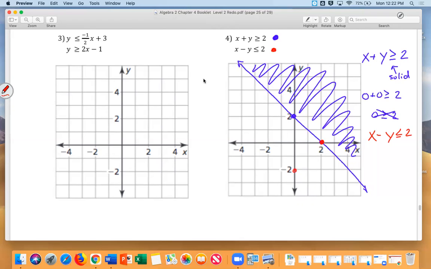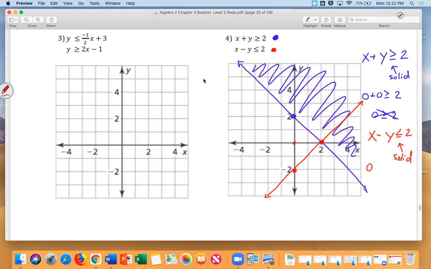And I'm not too worried about the signs here with the inequality, because my test point is going to help me out with that. So I'm really only worried about the intercepts. So now I'm going to connect my 2 points with a solid line. Because again, it's solid because of that symbol. Now, 0, 0 is my test point. It's right here.